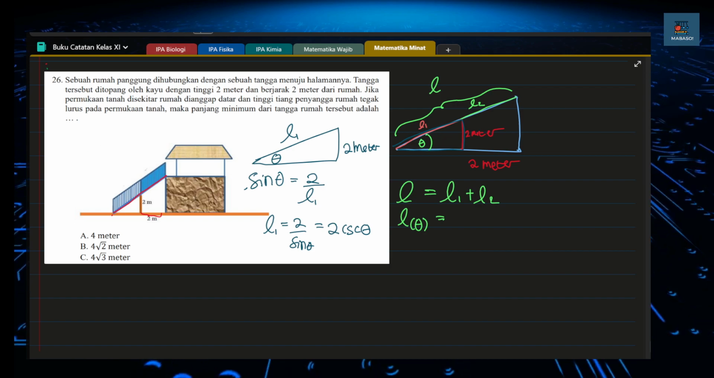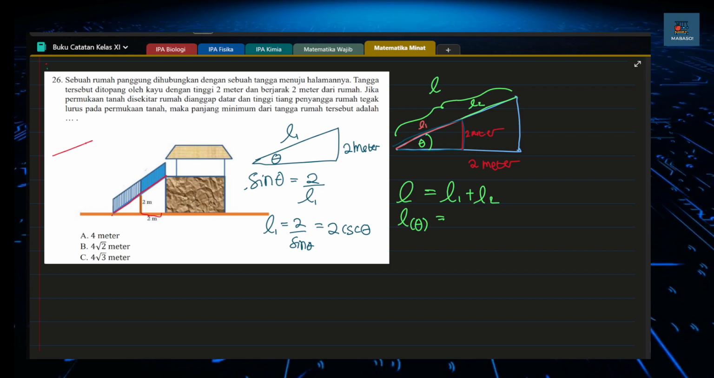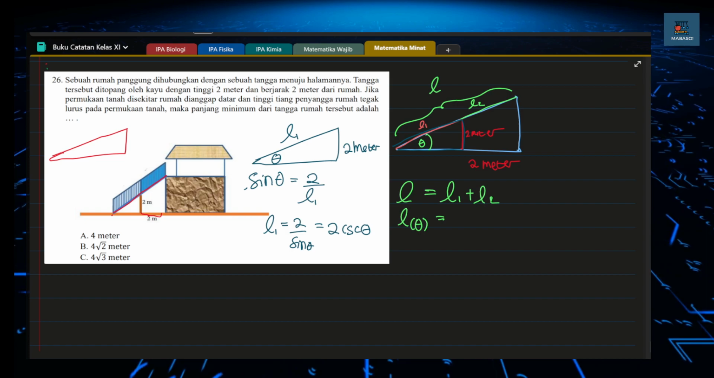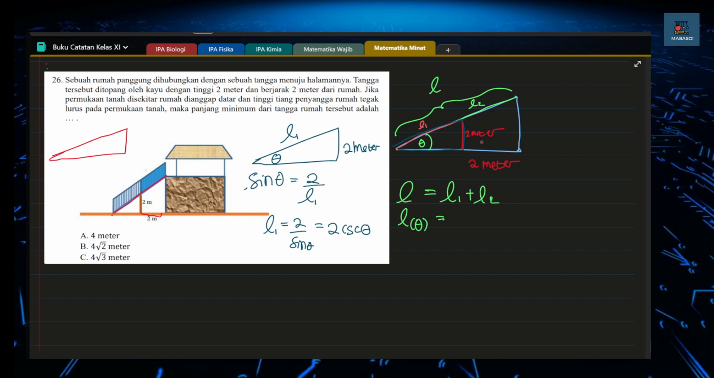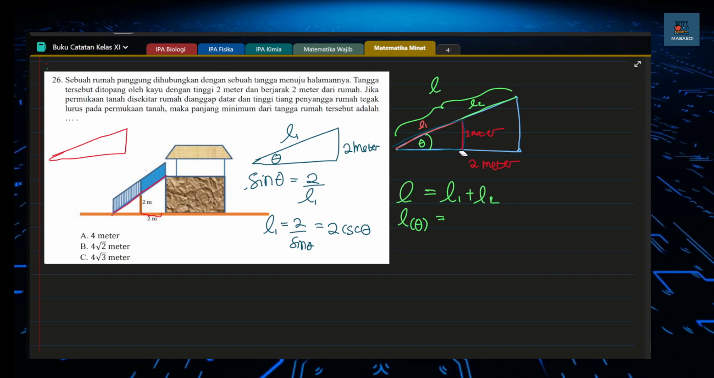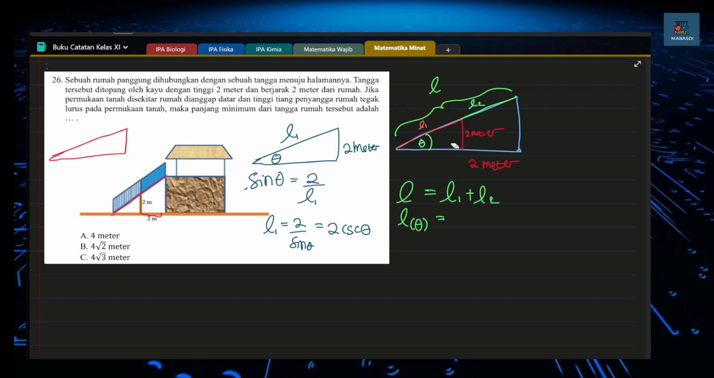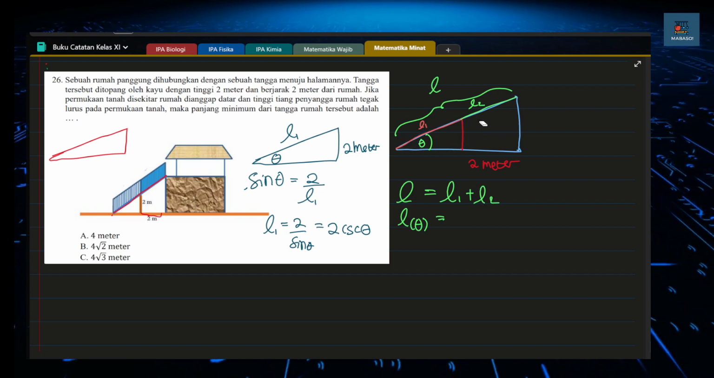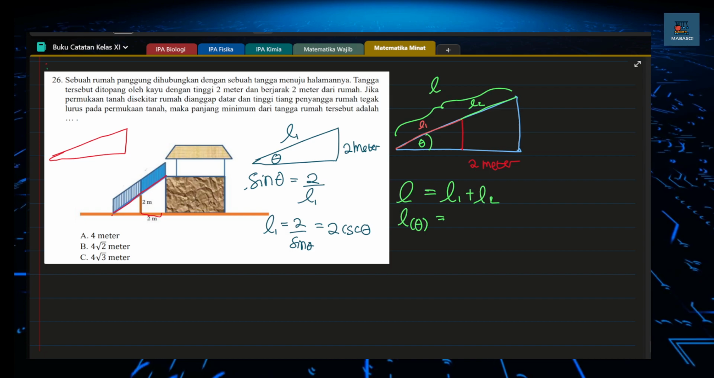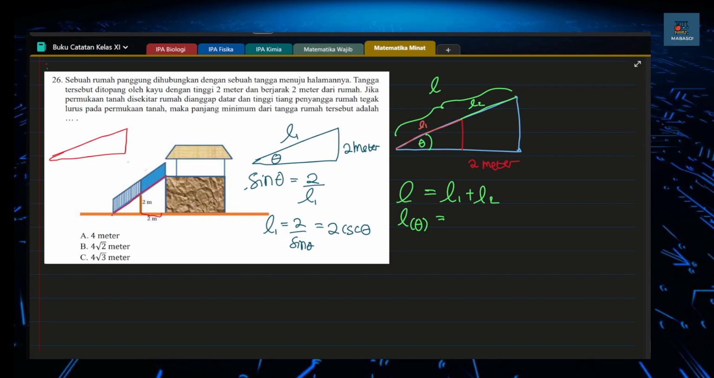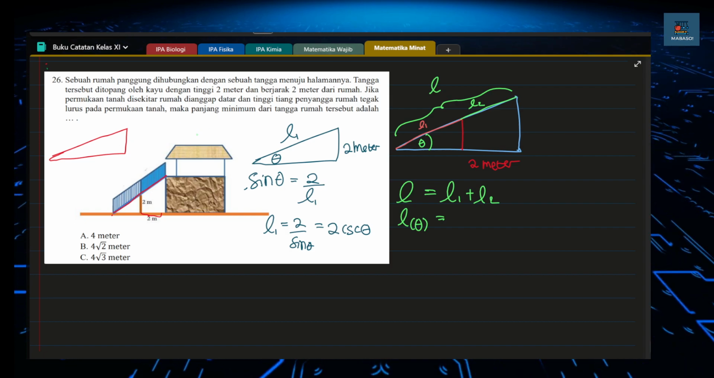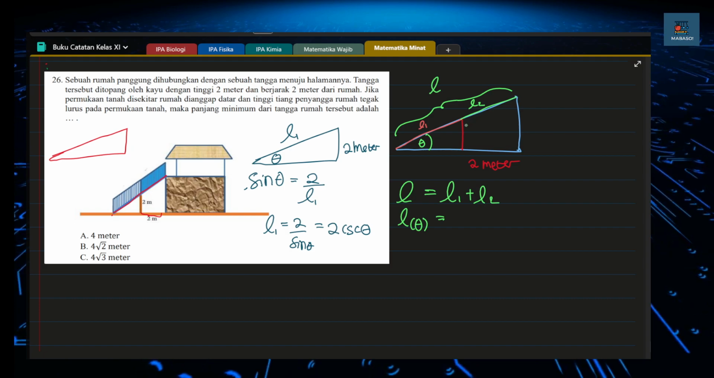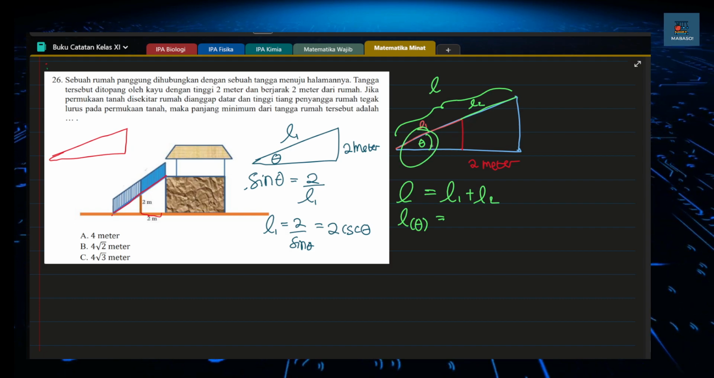And then what about L2? Take a look at this triangle. Which triangle? This would be the hard part of the question. I have done this question separately, individually, and this is the most unexpected part of it. We know that this angle is theta.